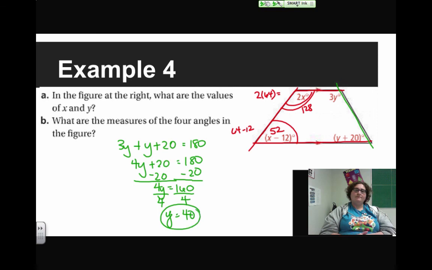Okay, now that I know that y equals 40, I'm going to plug this in, and I'm going to have 3 times 40, which is 120. And then over here, I'm going to have 40 plus 20, which gives me 60.